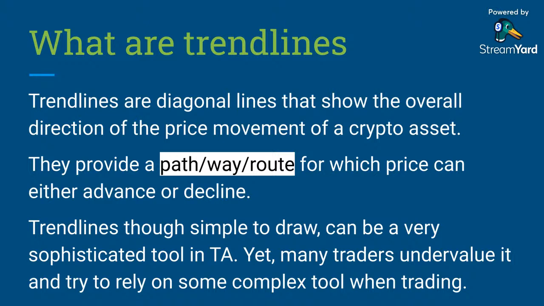For example, we've almost traveled to our village here. There's a road to go to your village, and there's a road to go to your school. That road you follow to go to your school serves the same function as a trend line, right? So let's continue. A trend line, though simple to draw, can be a very sophisticated tool in TA.